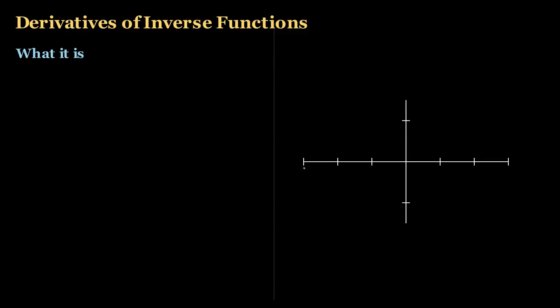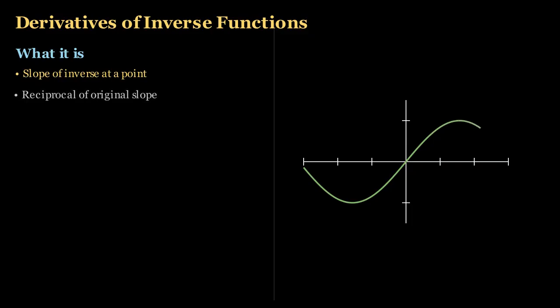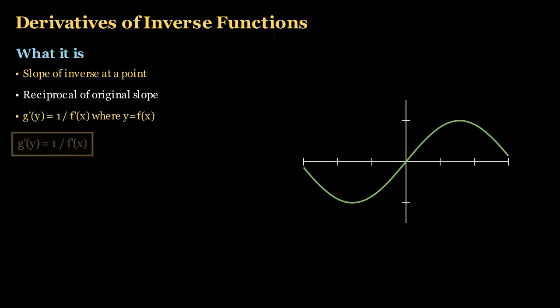You already know that an inverse function undoes the original. If f takes x to y, then its inverse g takes y back to x. Now we ask a new question: how fast does the inverse change? That is, what is the slope of the inverse function at a point? The answer is beautifully simple.